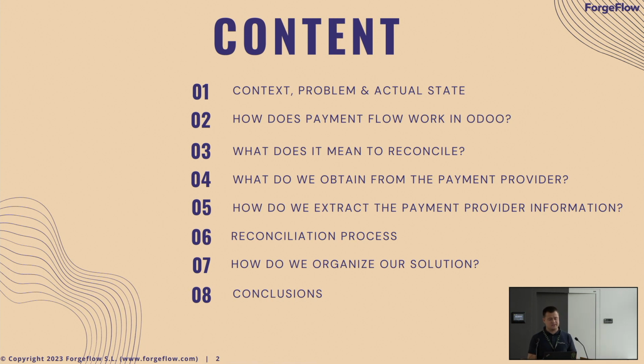First, I will give a little bit of context, explain the main problem and the actual state of the solutions in ForgeFlow, the OCA, and in Odoo. Then I will explain how the payment flow works in Odoo in order to put a little more context. And I will talk about reconciliation, what it means to reconcile, what we obtain from the payment providers, how we extract this information, and how we use it in order to reconcile. And then I will present what I think could be a possible solution for the OCA and short conclusions.